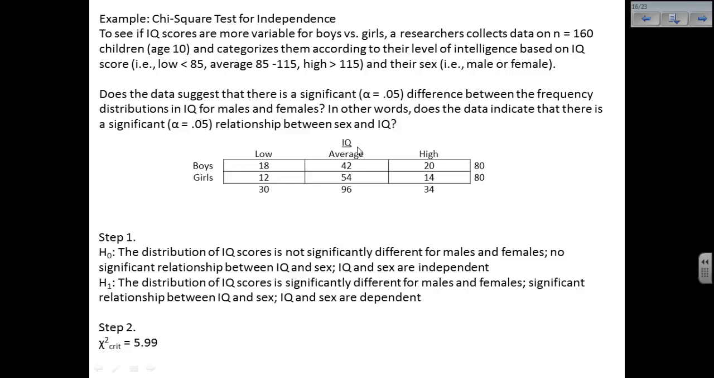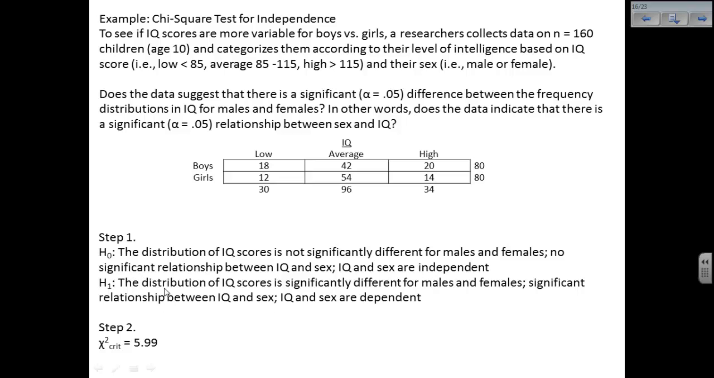Remember, just like correlation, sometimes it's not clear which one's the independent and dependent variable, but in this example, it's pretty clear that sex is the independent variable. It comes first. You're a boy or a girl before you have an IQ. That would be your dependent variable. So another way that you can state the null is that there's no significant relationship between IQ and sex, or you could say IQ and sex are independent, hence chi-square test for independence.